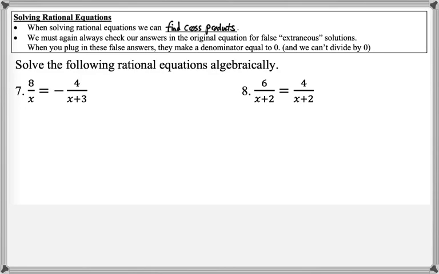So when you plug in these false answers, they make a denominator equal to 0. And we can't have that because we can't divide by 0.